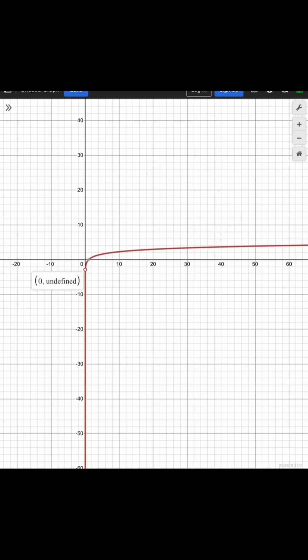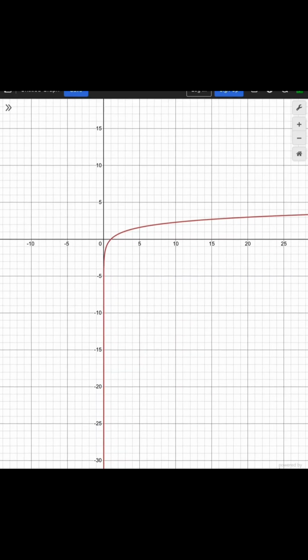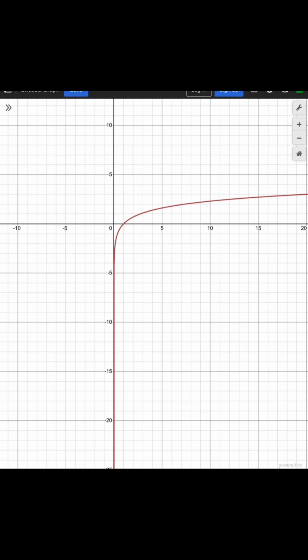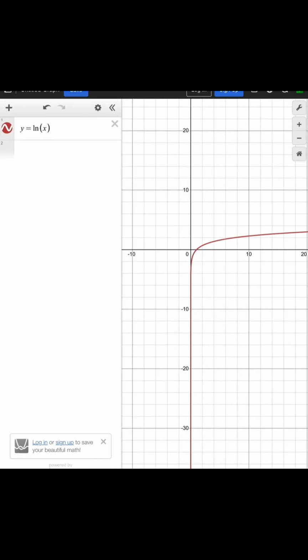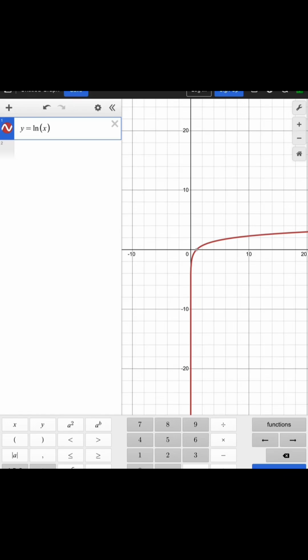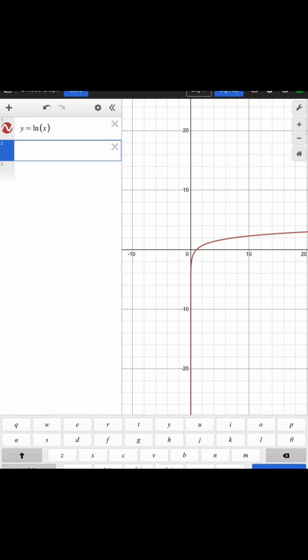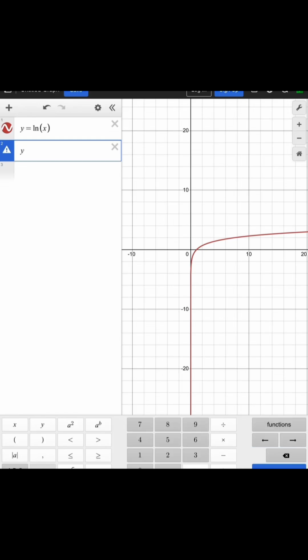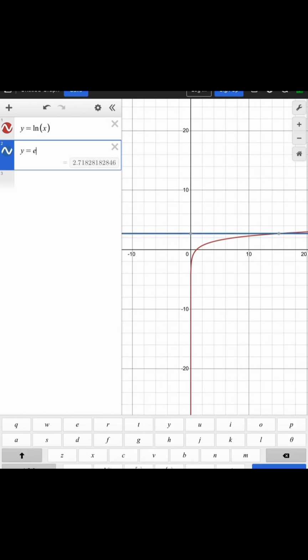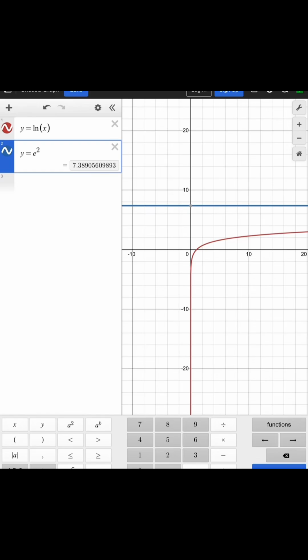Okay, now we'll graph the function y equals e^x, and we'll see how those two relate to each other, because they're actually the inverse of each other. So if we do this function here, y equals e to the x. So that's the function y equals e to the x there.